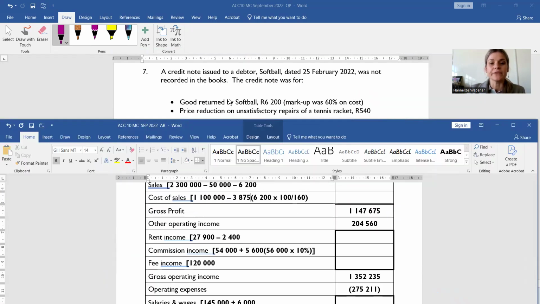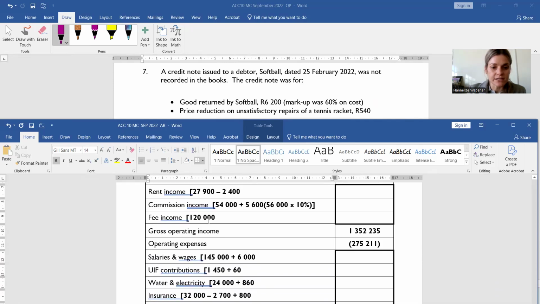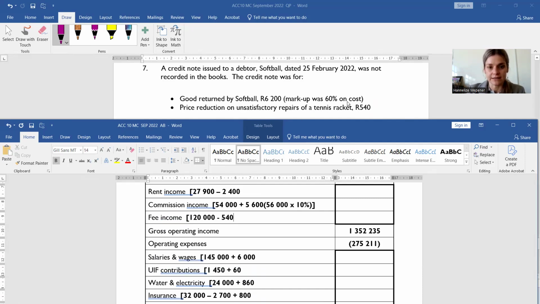That's the first part. The second part is a price reduction on unsatisfactory repairs of tennis rackets. So if you look here, you'll see that you have fee income. So you are rendering a service of repairs on tennis rackets, and you then receive money for it. But this customer was not satisfied with the repairs that you made. Therefore, you are giving them a refund, or you are saying that you no longer have to pay me 540 Rand of the total repairs amount that you had to pay me initially. So remove it from the fee income.